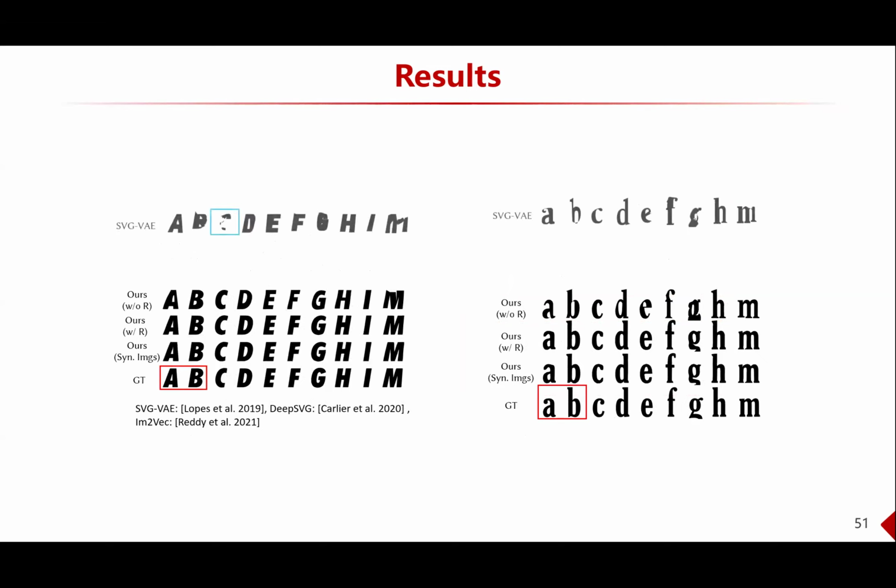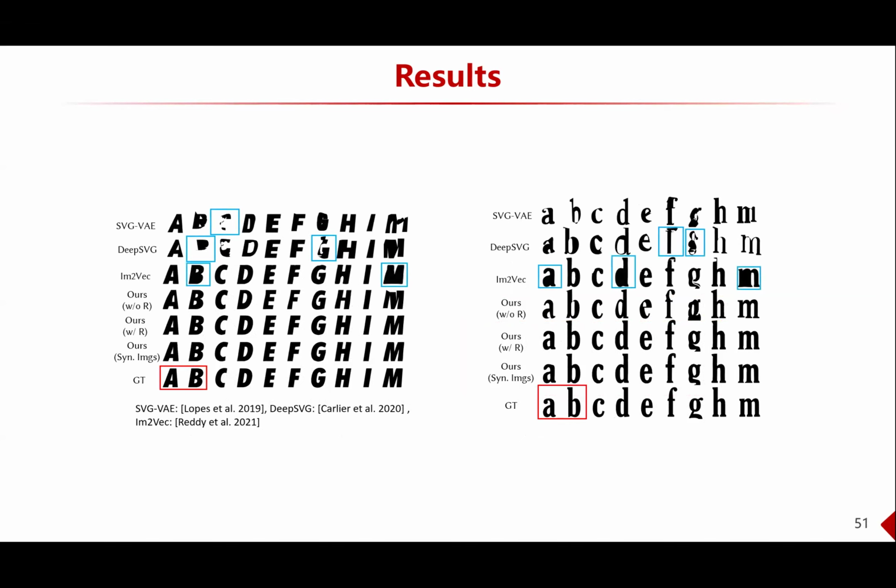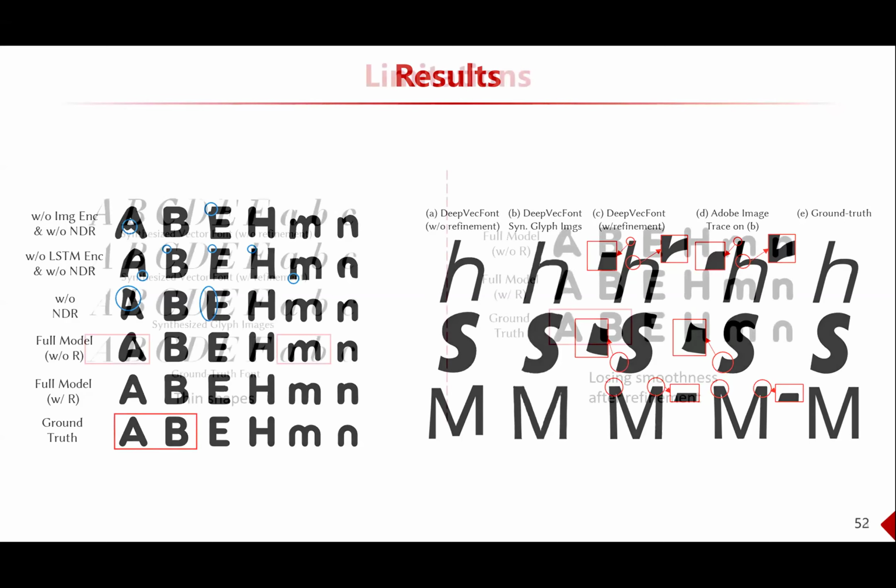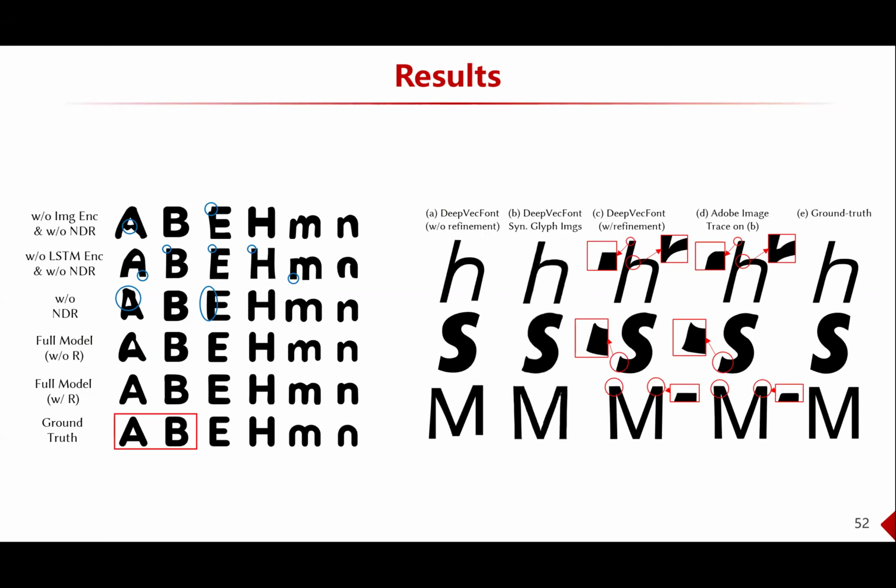And we compare our method with three recently proposed approaches, and we can see that our method significantly outperforms the other existing approaches. And these ablation studies verify the effectiveness of the method. We also compare our method with the Adobe Image Tracer, AIT. We send our high resolution synthesized images into the AIT, and we can see that the Adobe Image Tracer still has some problems: it over-smooths the local details, and many details are missing. By contrast, the synthesized vector glyphs of our method have very sharp details.